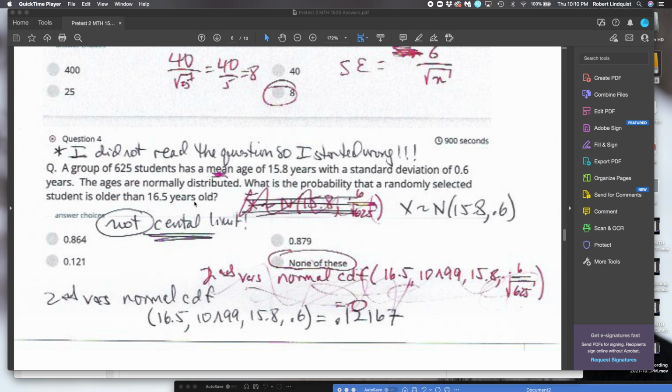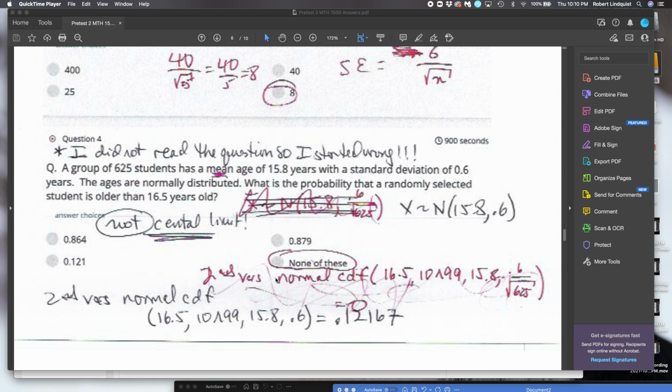So this is not central limit theorem stuff. So here's my normal distribution stuff. X tilde normal distribution, 15.8 mean, and 0.6 is my standard deviation. I go into the calculator, I do 2nd Distr normal CDF, and it wants to be older than 16.5. So the lower bound is 16.5, and then 10 to the 99th, the mean of 15.8, and 0.6 is my standard deviation. And when that crunches out, I come out with 0.12167.